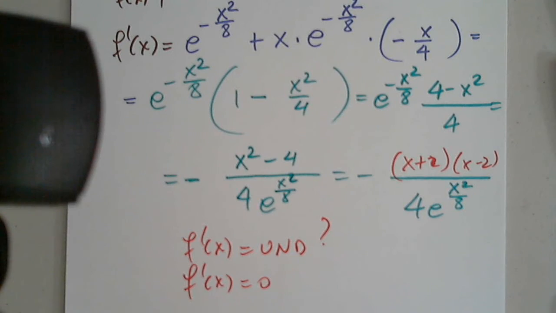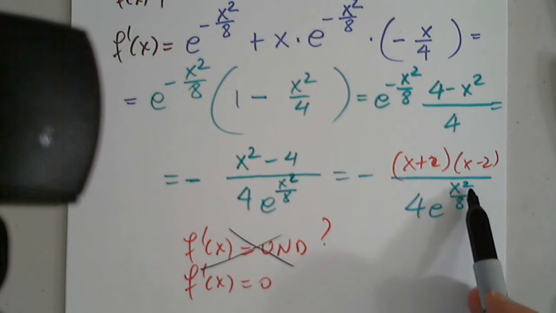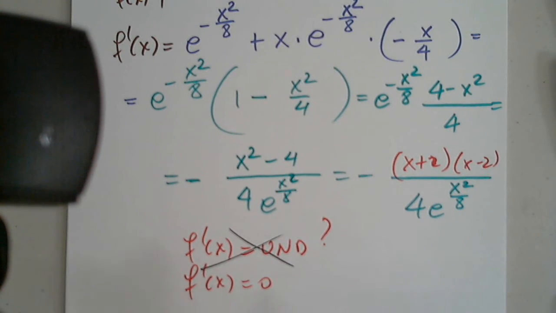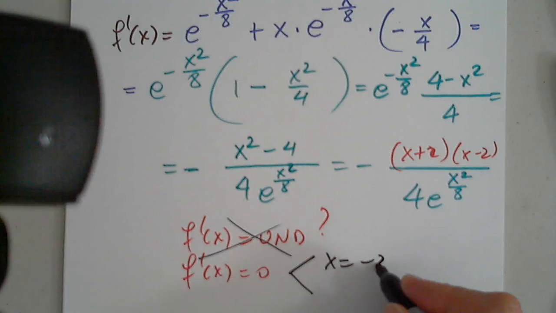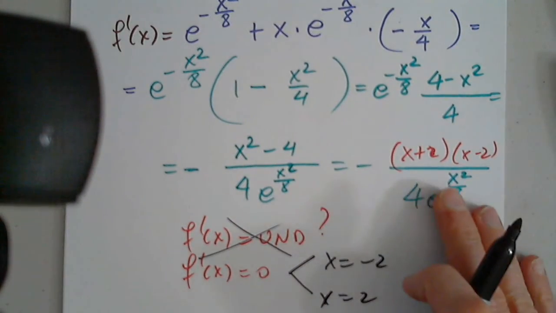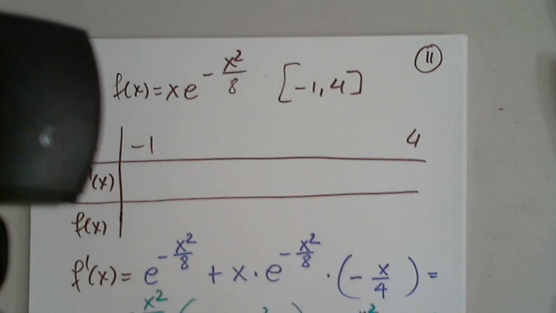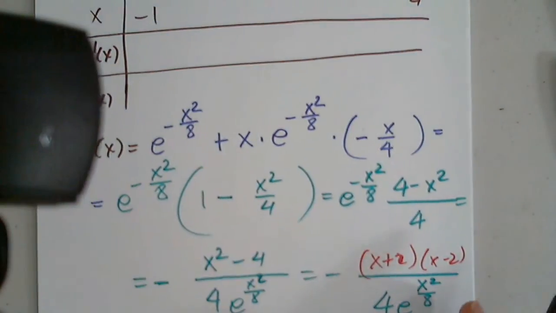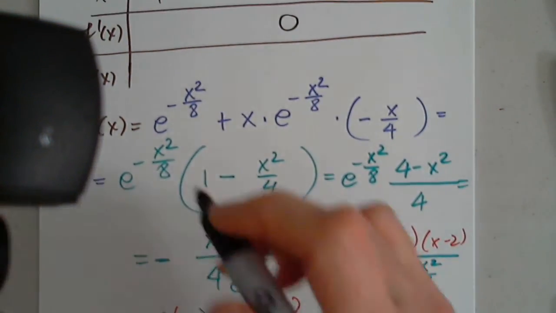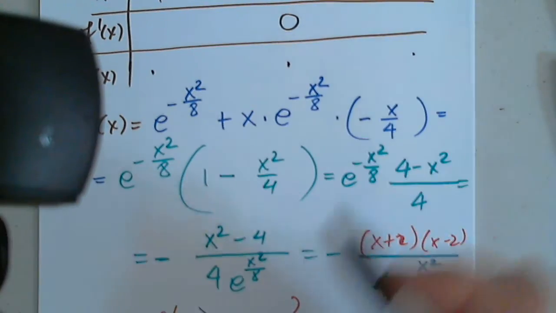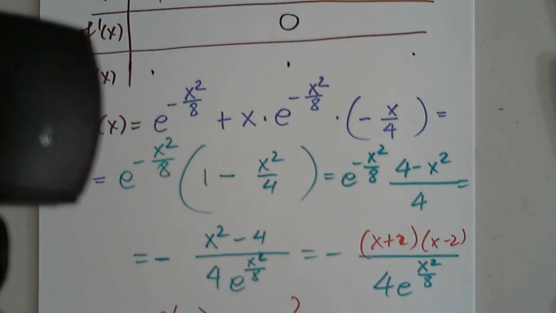Equals 0. Good. That's not possible. e to the whatever can never be 0. Good. And then? Negative 2 and positive 2. Perfect. Okay, negative 2 doesn't fit, so I'm not going to bother with it. So now I have to find the function value at these 3 points.